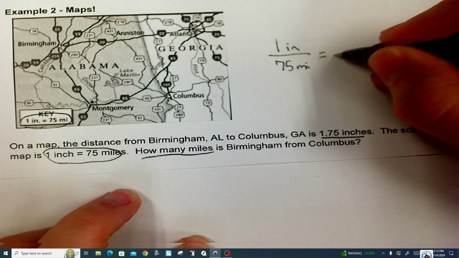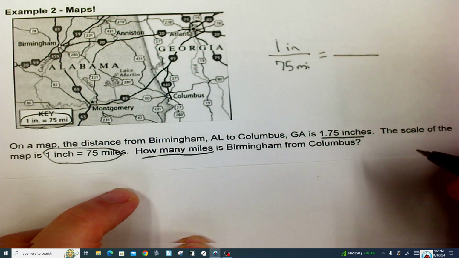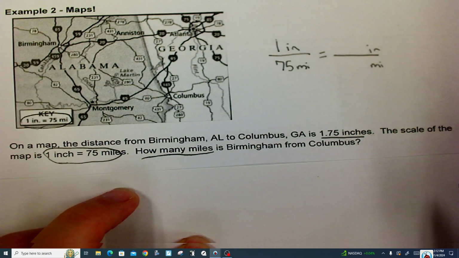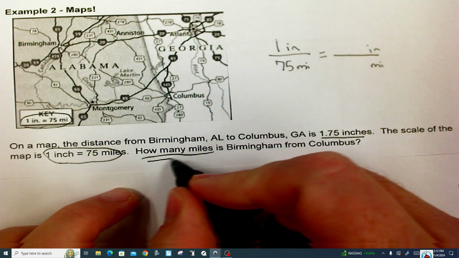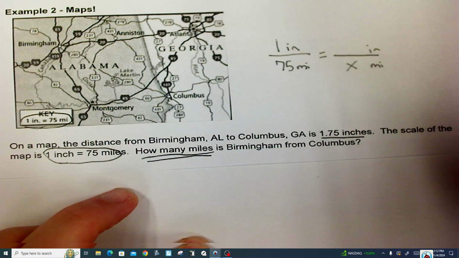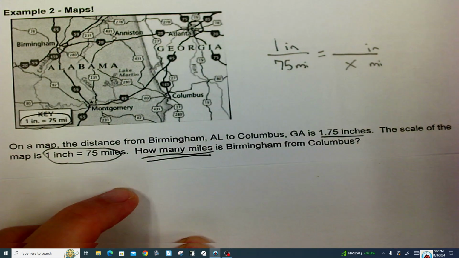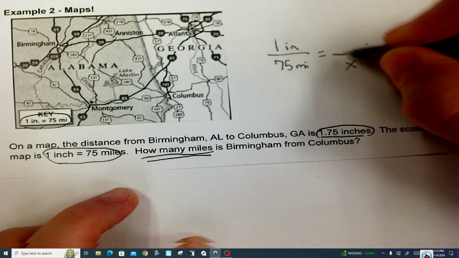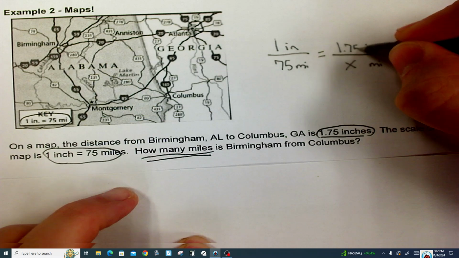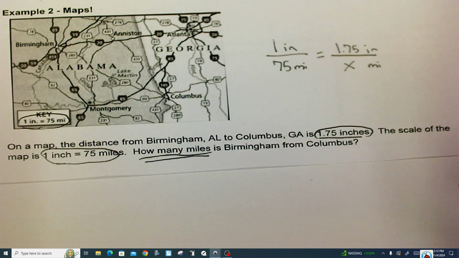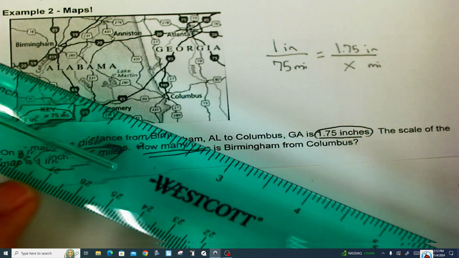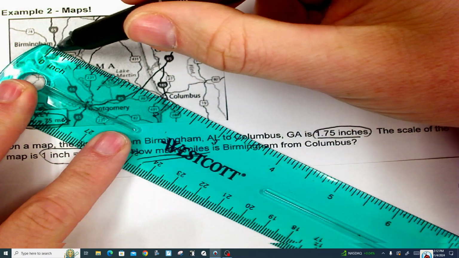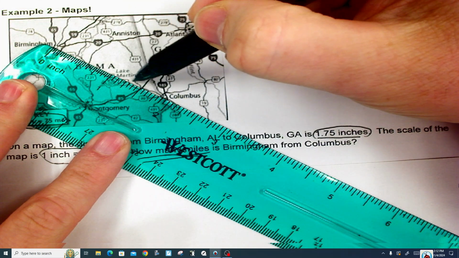Well, the second step that it said to do was go make an equal ratio, and please, please, please go ahead and make these match. And they said how many miles? Well, that's what we want right there. X miles. We need to find that. But how many inches is it on the actual map? 1.75 inches.